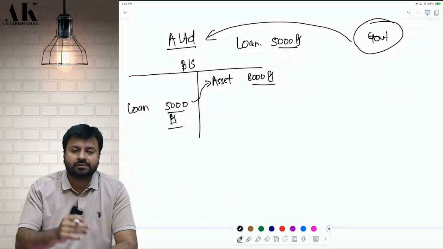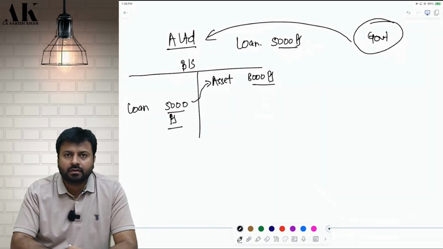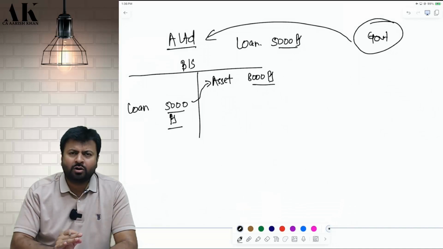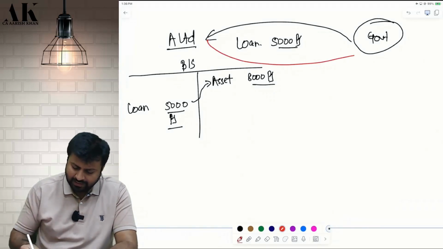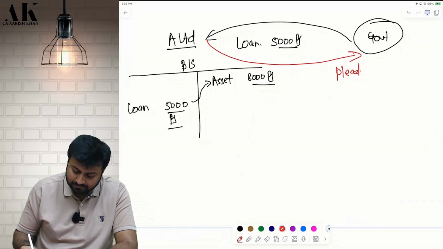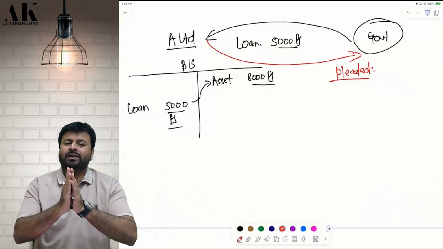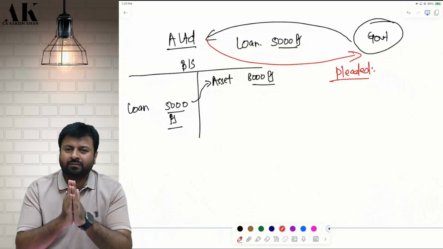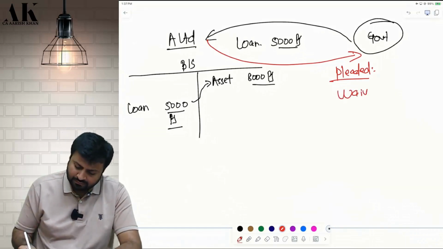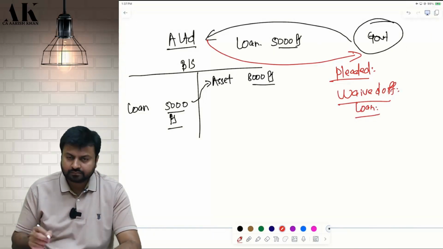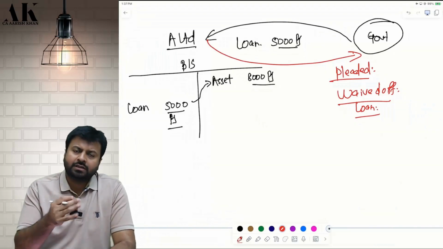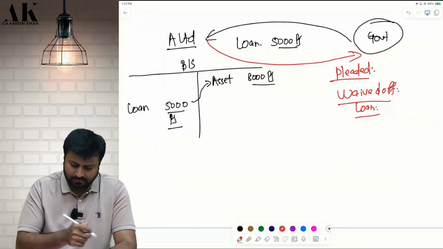Now the question is, suppose after a few months or years, I am going into losses. I am not able to repay the debt to the government. So I went to the government and pleaded, please waive my loan. I don't have money. Please waive it off. And eventually the government waived off my loan. This loan is gone.